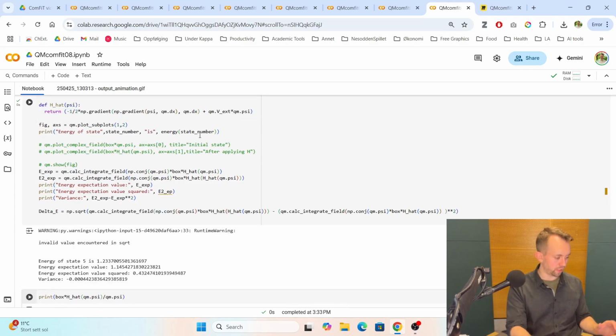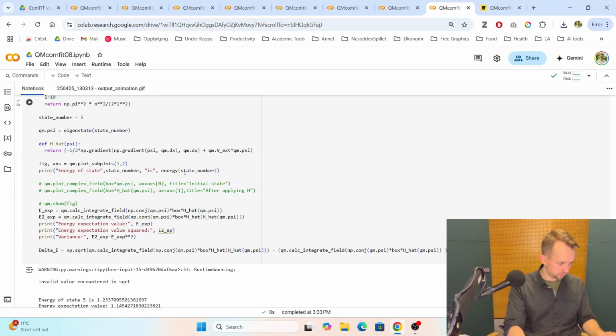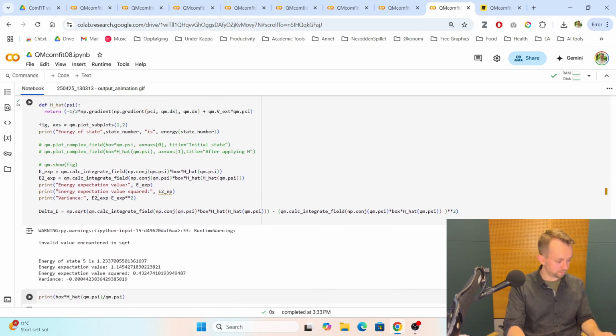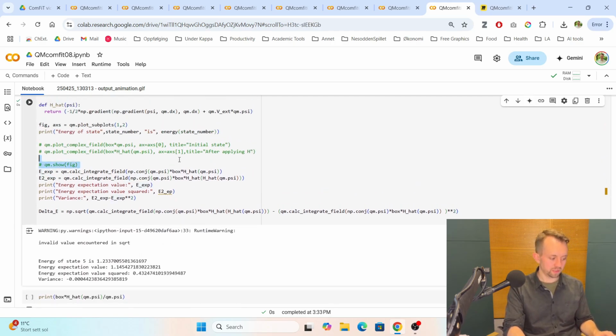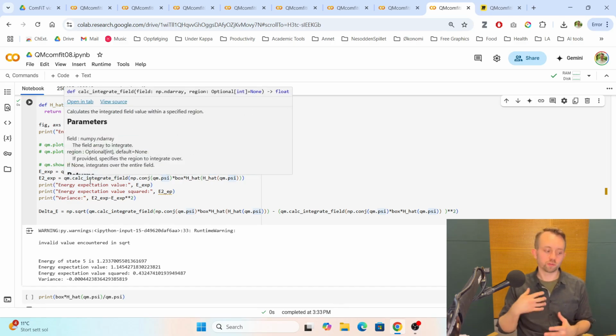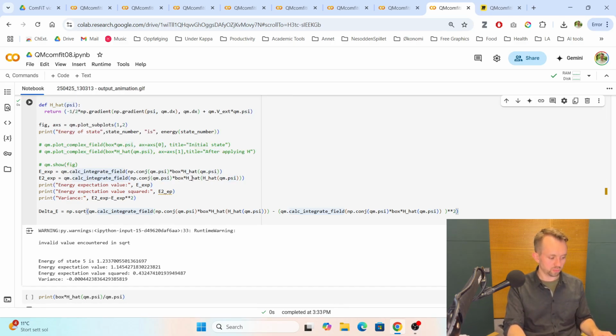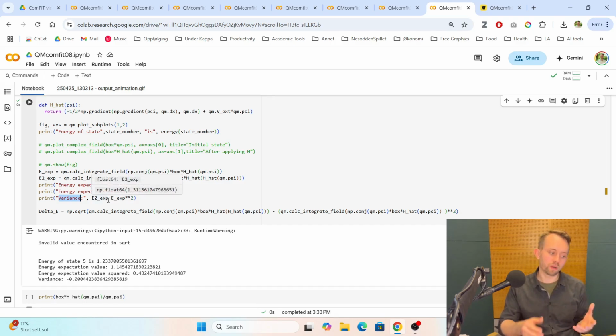So I fixed the error, and now you can see that here I'm calculating the expectation value of the energy as just the integral of the conjugate of psi multiplied by h hat acting on psi, and then the expectation value squared as the conjugate multiplied by h hat twice on qm.psi, and then I'm printing the expectation value and the squared, and then calculating the variance. And the uncertainty is the square root of this variance.